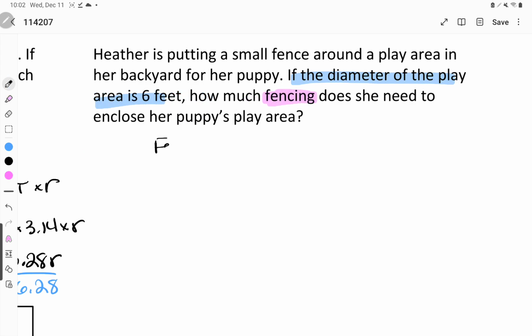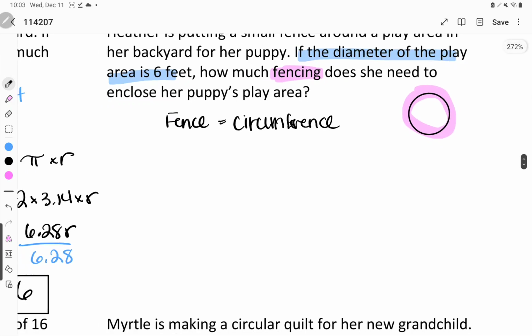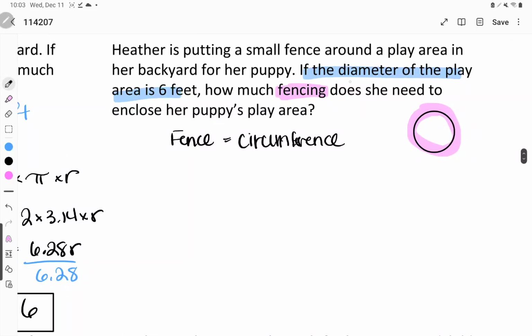Now remember, fence is going around the edge, right? So it's just taking up this edge space. It's not going through the whole thing. So fence means your circumference. Ew, I spelled that so wrong. I'm so sorry. All right, so since it gives us diameter, we're going to choose our circumference formula that has diameter in it. So we have circumference, which is C, equals pi times diameter.